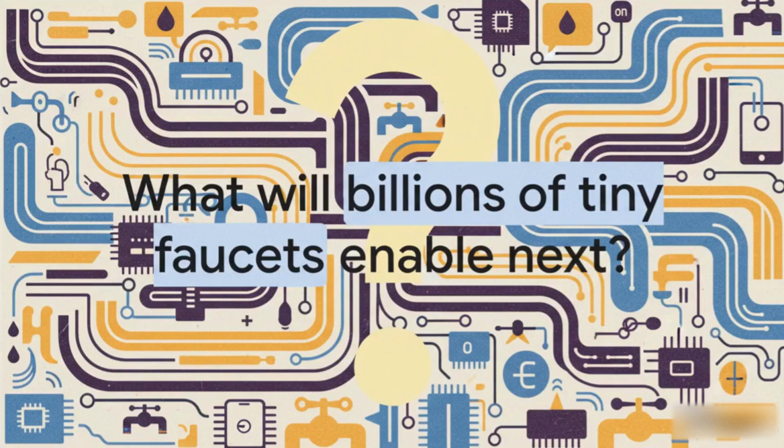So think about this. The next time you tap your phone screen or talk to a smart assistant, just remember what's really happening. Billions of these tiny, invisible electronic faucets are turning on and off, all in perfect sync. And this fundamental building block? It just keeps getting smaller, faster, and more efficient year after year. So the real question is, as we start packing trillions of them onto the next generation of AI chips, what new realities will they enable next?